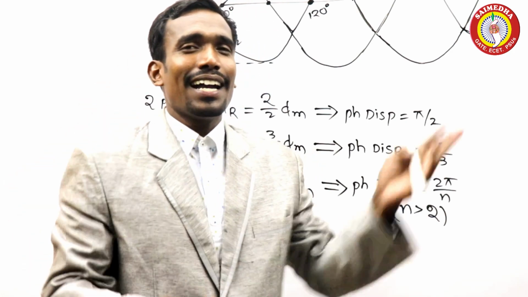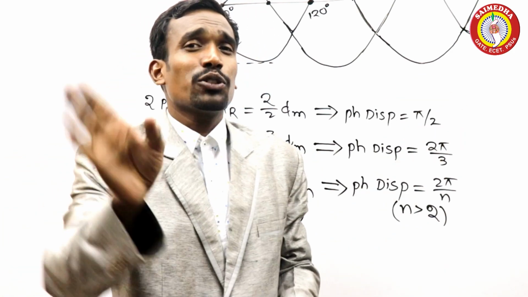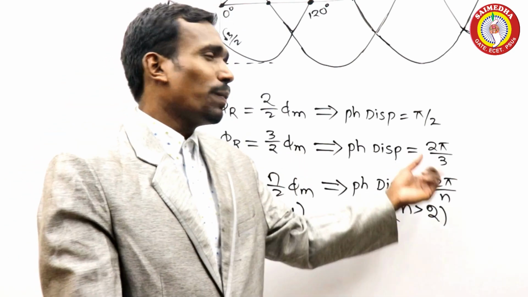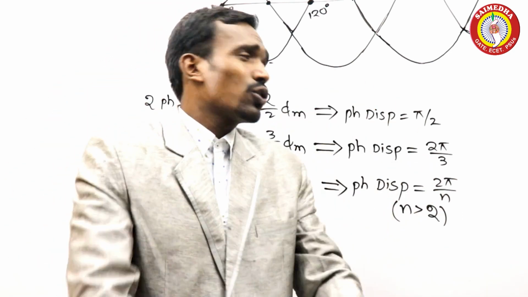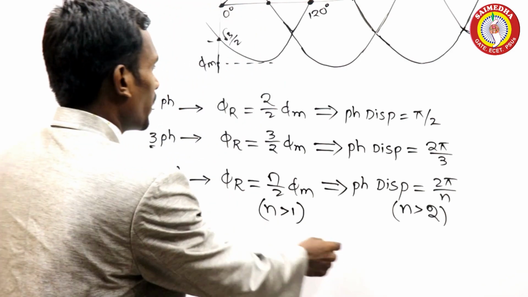In 2 phase, 90 degrees. In 3 phase, 120 degrees, which is 2 pi by 3. In n phase, 2 pi by n. These are very important ones.